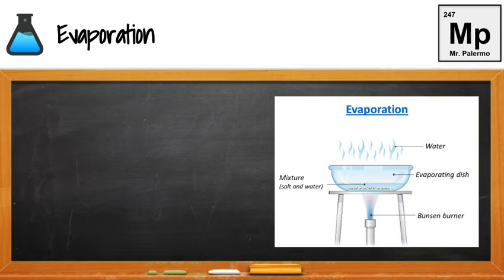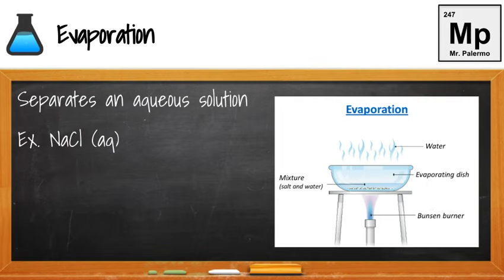The next technique we have is very simple: evaporation. Evaporation allows us to separate aqueous solutions. When we have an aqueous solution, remember that's a solid dissolved in water, like salt water. If I want to separate them out, I can use evaporation, and I can speed that up by heating it. By doing so, the water evaporates out, and we're left with the residual solid that was initially dissolved. So if it's salt water, when I evaporate out all the water, I'm left with the solid NaCl salt compound.